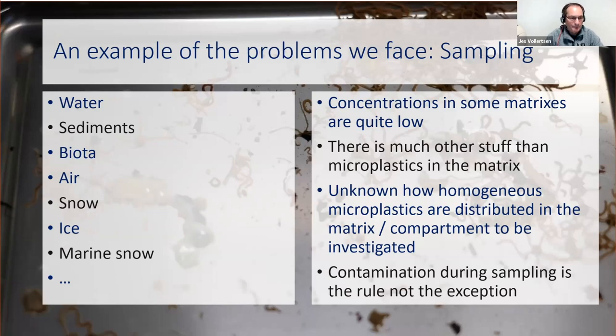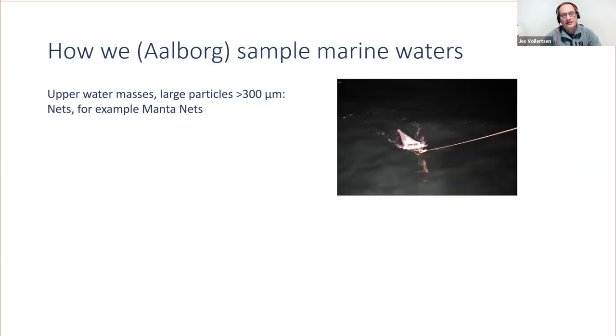arts to avoid. So let's just say a little bit about how we, for example, sample here in Aalborg. It's not only Aalborg, this is a very common method. For example, marine waters, you typically use nets. This is a manta net, where you pull the net through the water surface and then you collect plastics, typically over 300 micrometer, and then you analyze them manually using a sorting and picking and analyzing simple particle approach.